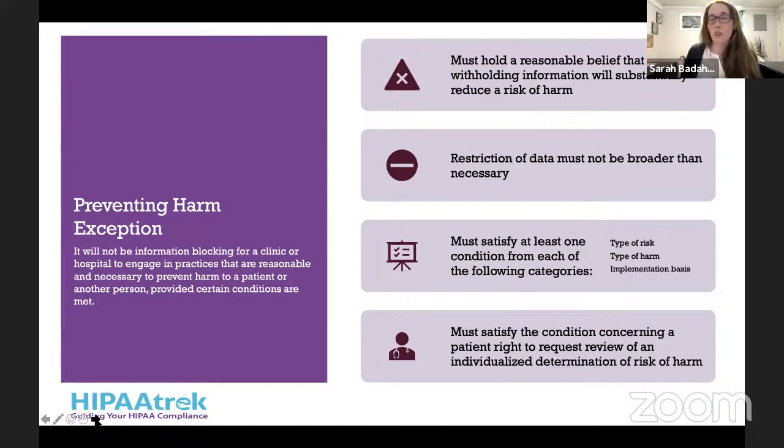told otherwise, which is why it's so incredibly important, again, like hounding on this need for a policy, especially in the preventing harm exception. That is so incredibly important, and it must be a multidisciplinary approach where your providers and your medical records teams are working together.